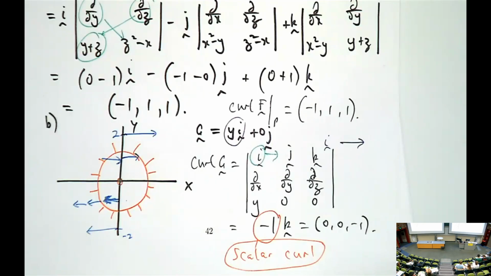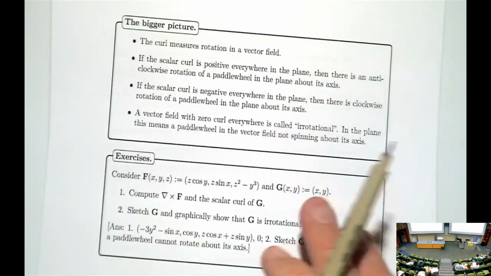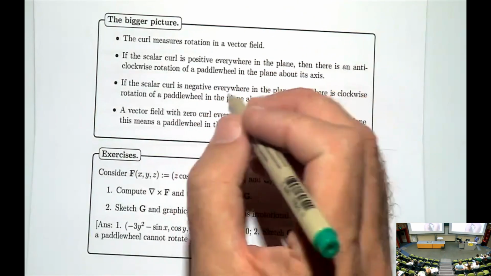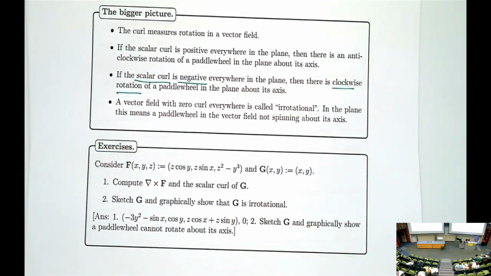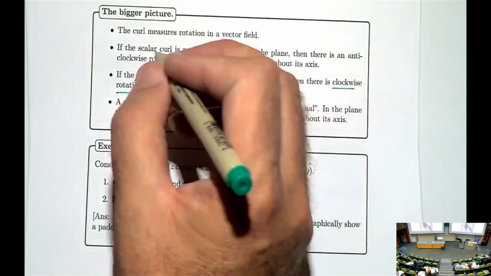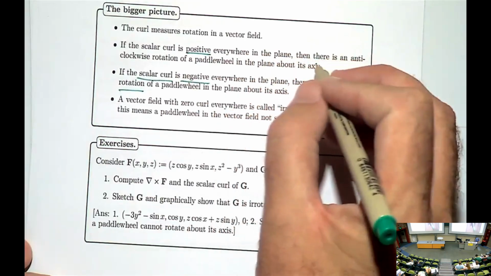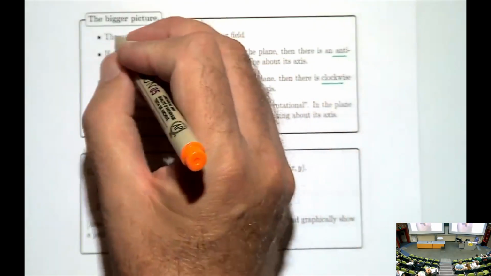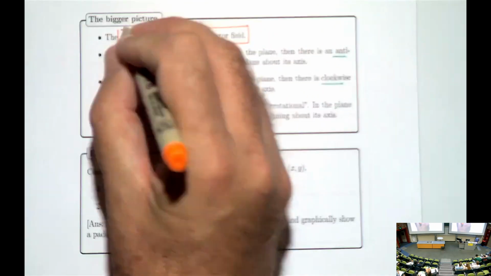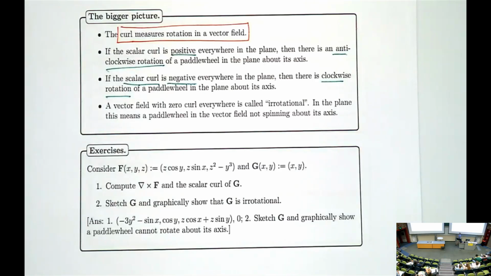All right, so negative value, clockwise rotation. This is a general thing. Negative scalar curl, clockwise rotation. Positive, anti-clockwise rotation. Okay? Overall, the curl measures the tendency of the vector field to rotate things.